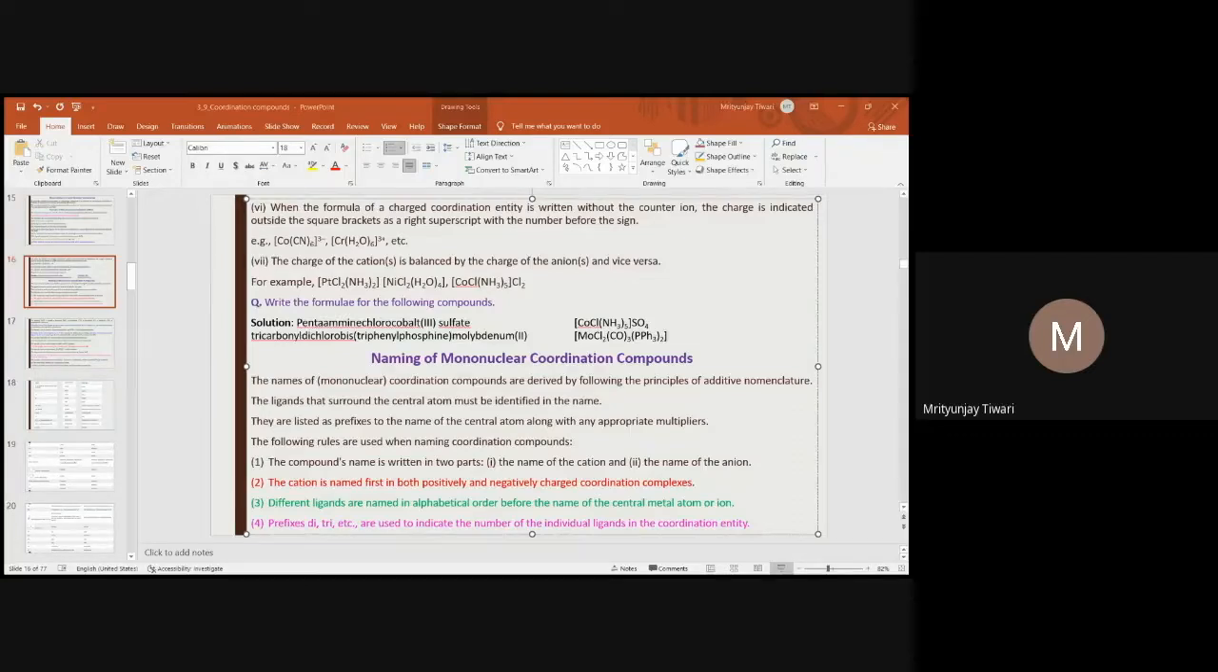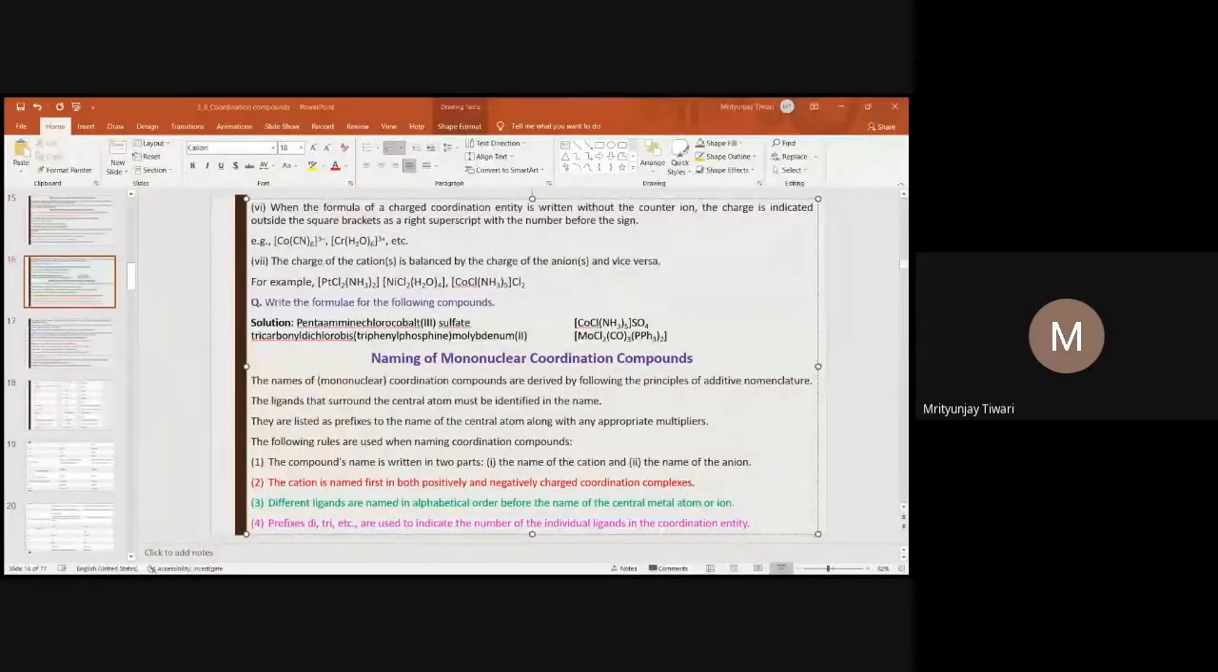Names of the anionic ligands. The names of anionic ligands end in O. Like chloride, which works as a ligand in this case. Its name will end in O, so it will become chlorido. This is cyanide, which will also end with O, so it becomes cyanido. The bromide ligand becomes bromido, then iodido, chlorido, and so on.